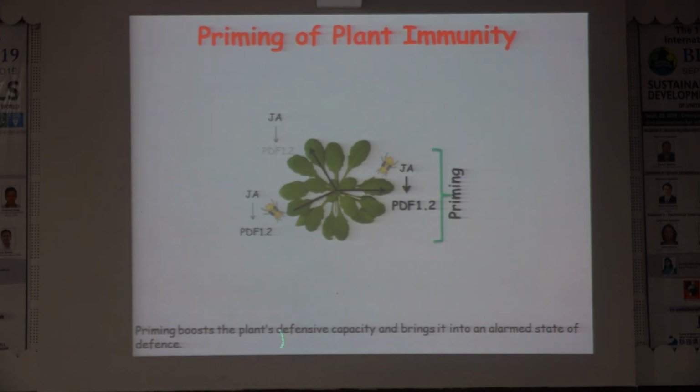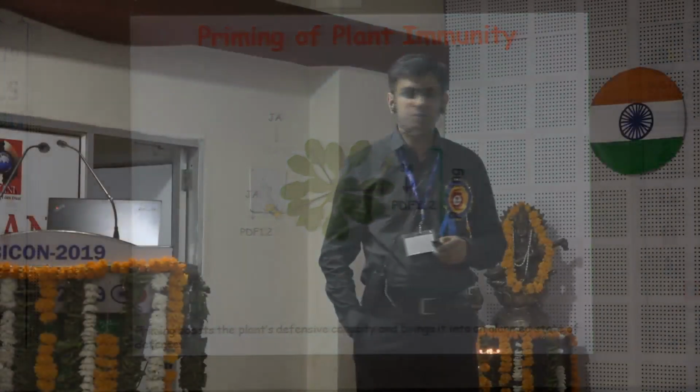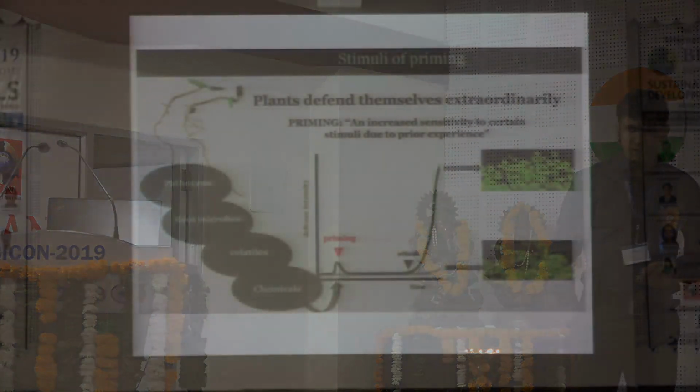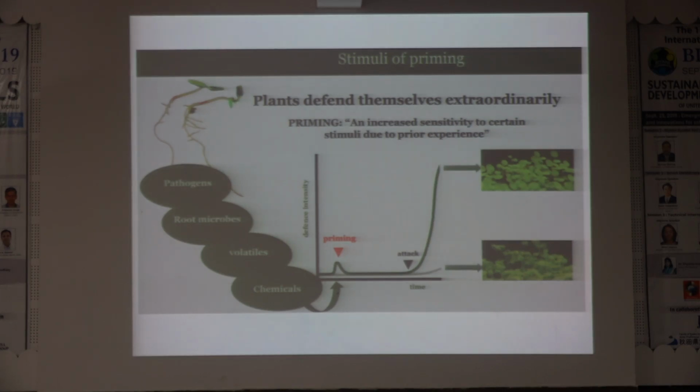And simply you can see that this boosts the plant's defensive capacity, and they can be brought into the alarm state. There are a number of ways we have already used in some crops, some perennials, some annuals. Pathogens could be used as a priming agent to bring the plant into the alarm state. Root microbes, volatiles, chemicals, imagine. By these, you can simply bring the plant into the alarm state.